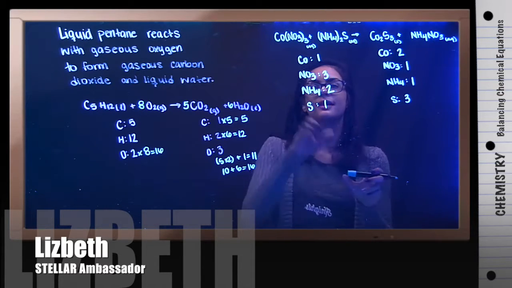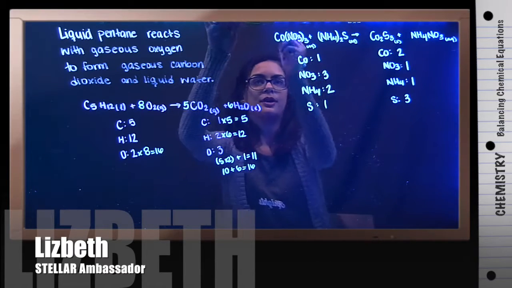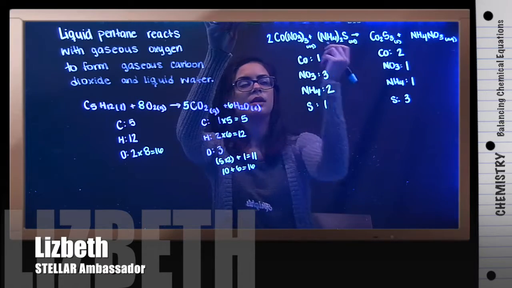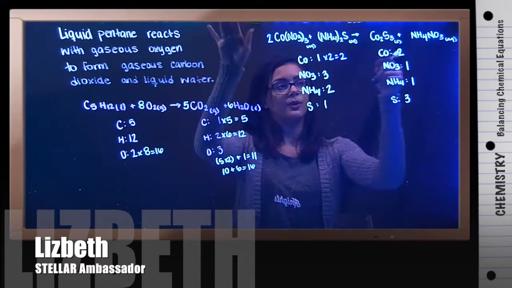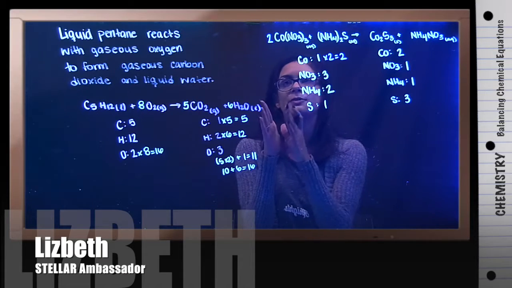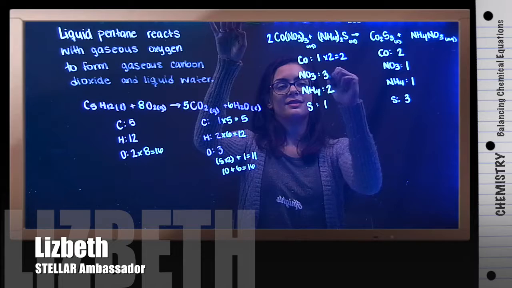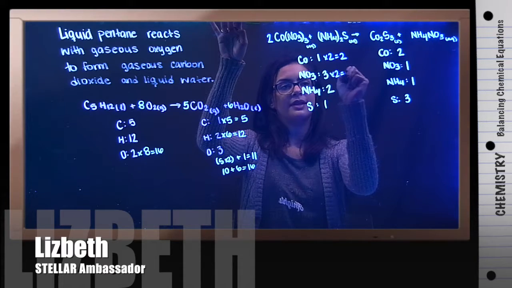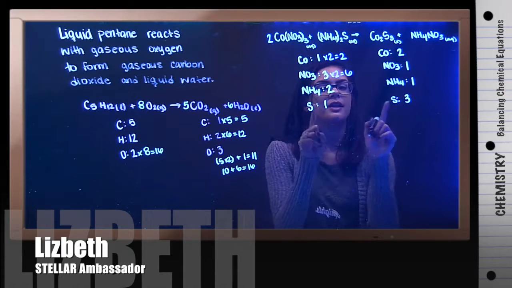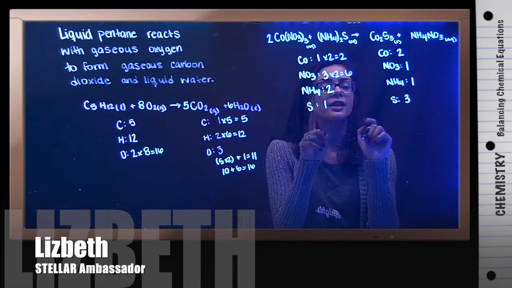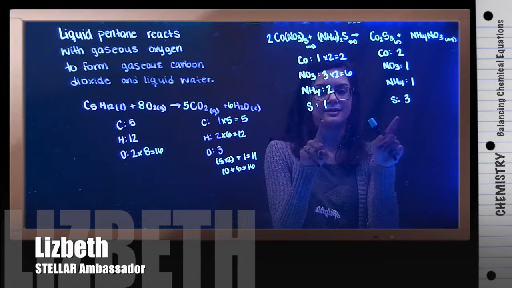So I see here that I have 1 cobalt and 2 cobalts on this side, so I can put a 2 out here in order to make it 2 and 2. However, when I change my cobalt, I also change my nitrates. So now this is also multiplied by 2, and that gives me 6. Alright, so another thing that I saw right off the bat that was different was that my sulfurs were different. So I'm going to do those next.